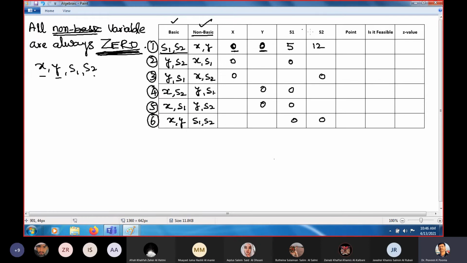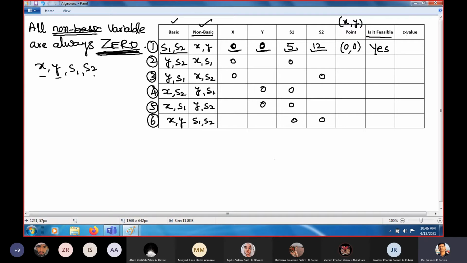Clear? Now, he is talking about the point. Point means X comma Y. The value of X is 0, Y is 0. This is the 0, 0 point. Is it feasible if all values of variables are positive? This is plus, this is plus, this is plus, this is plus. No negative. Feasible? Yes, it is feasible.